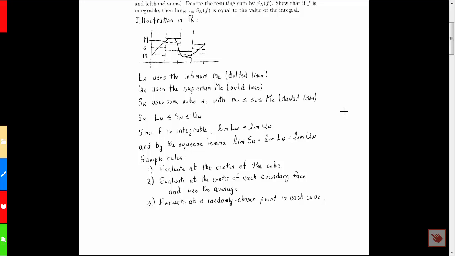A simple choice for a rule might be evaluate at the center of each dyadic cube. That's a generalization of the familiar midpoint rule. Another alternative would be evaluate at the center of each boundary face for the cube and use the numerical average of these values. That generalizes the trapezoid rule. A third rule is pick a point at random in each dyadic cube, evaluate there. That's known as a Monte Carlo approach, and it is actually quite good and quite standard for large numbers of dimensions.